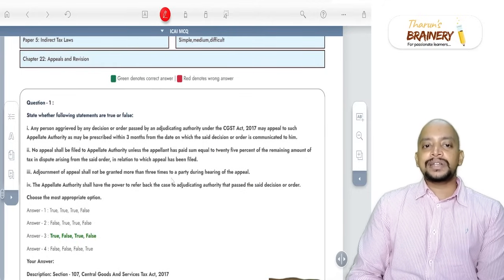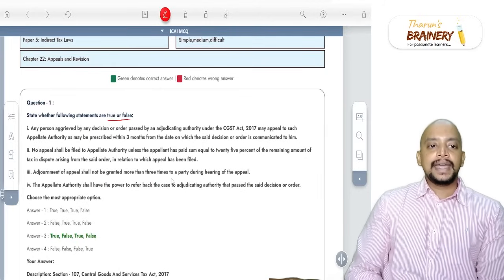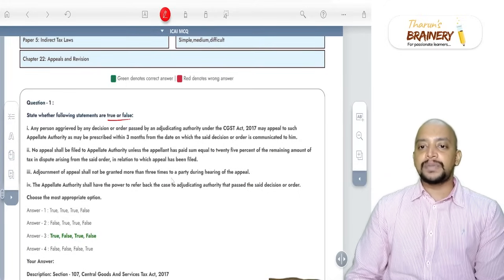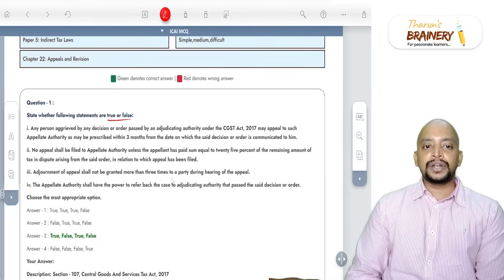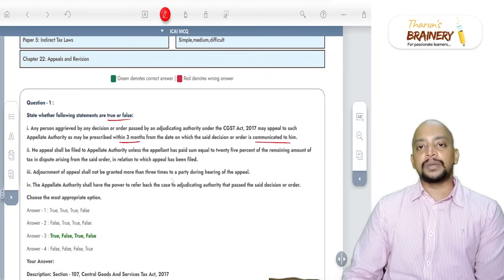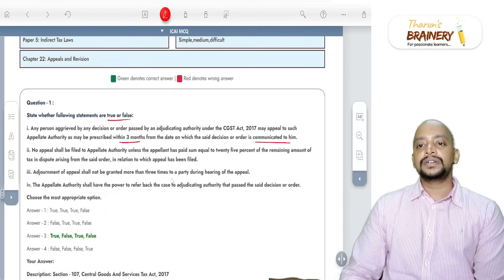Then chapter 22, appeals and revision. State whether the following statements are true or false. Any person aggrieved by any decision or order passed by the adjudication authority may appeal to such appellate authority as may prescribe within 3 months from the date on which the decision or order is communicated to him. Communicated means whenever he receives it. True.